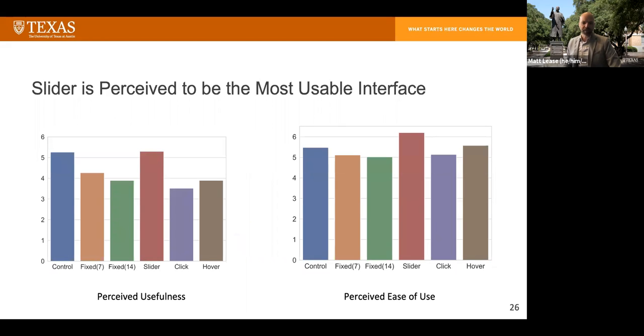In terms of perceived usefulness or perceived ease of use, the control is actually pretty good here to start with. We do see that the slider is basically around the same or just slightly better than the control was. Also, when we look at perceived ease of use, all of the interactive ones are in the same ballpark, and probably hover and slider are slightly better.